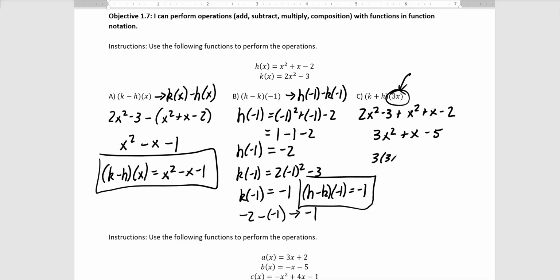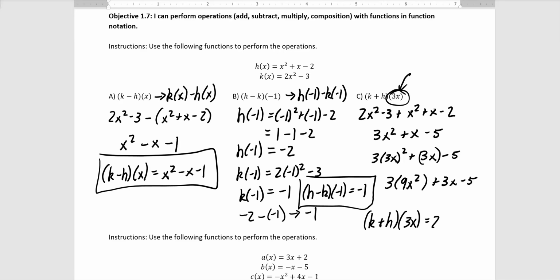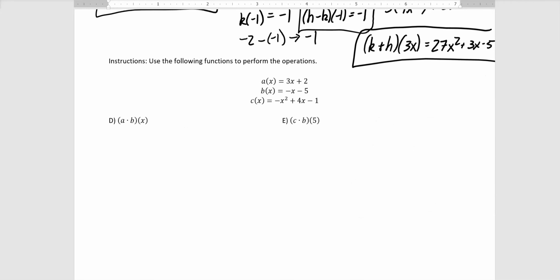So I'll have 3 times 3x squared plus 3x minus 5. That 3x is taking the place of this x, this 3x is taking the place of this x. So 3x squared will become 9x squared, so I'll have 3 times 9x squared plus 3x minus 5. 3 times 9 is 27. So I know that k plus h of 3x equals 27x squared plus 3x minus 5. And there we go. All right, so there's addition and subtraction. Let's look at some multiplication.